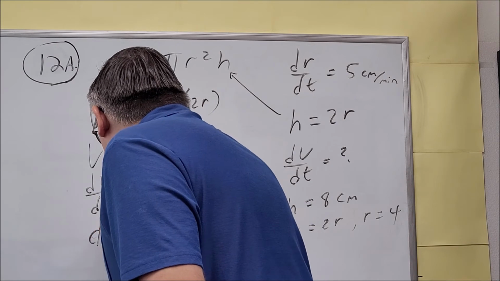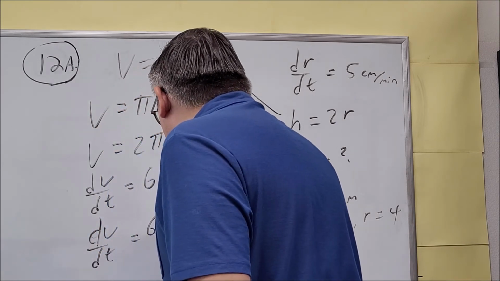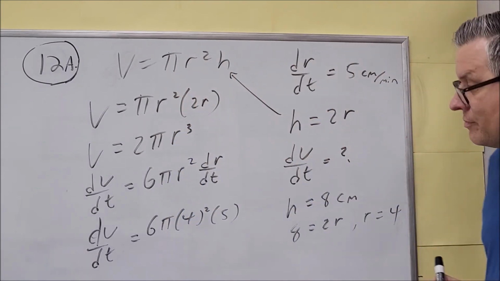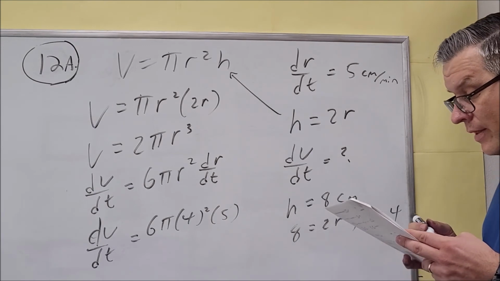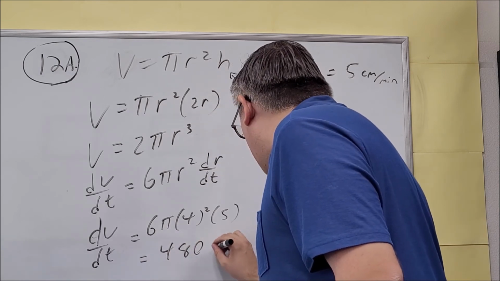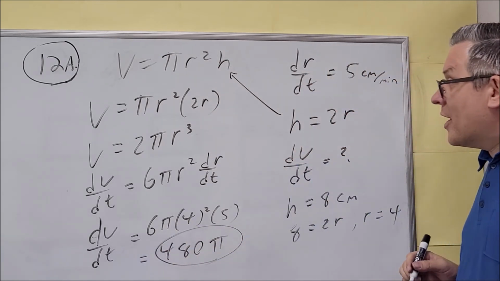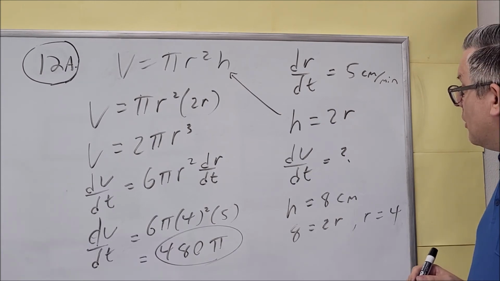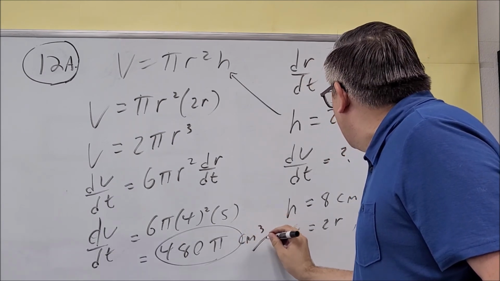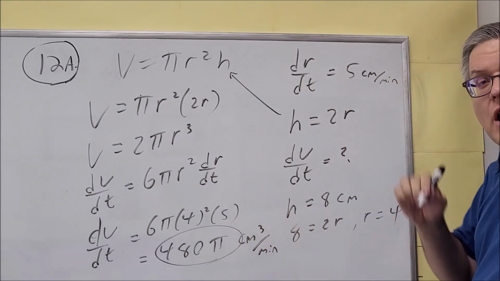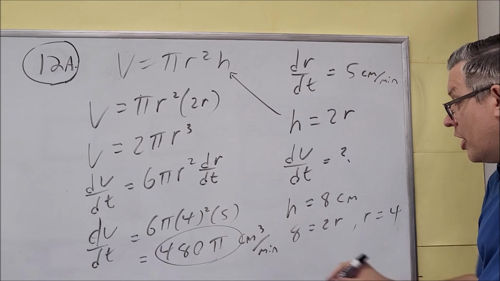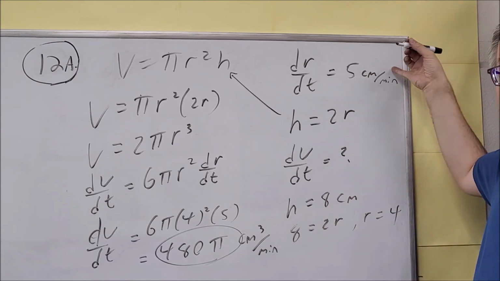So you get dV/dt is equal to 6 pi times 4 squared, and then times 5. When you multiply all that together, that gives you 480 pi. So 480 pi would be your answer. As far as the units are concerned, your units were originally centimeters, so it's going to be centimeters cubed per minute. Volume has to do with cubic dimensions, so that's why it's centimeters cubed, and the minutes is the same unit of time that we had from dr/dt.